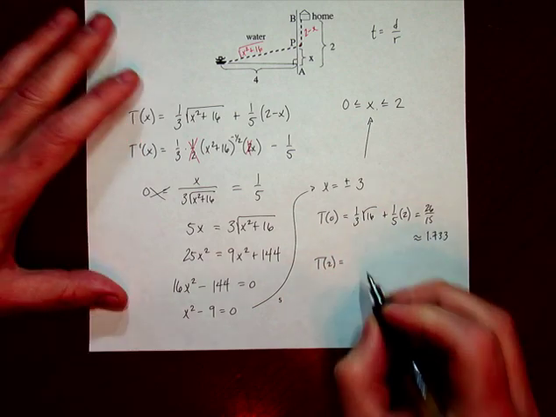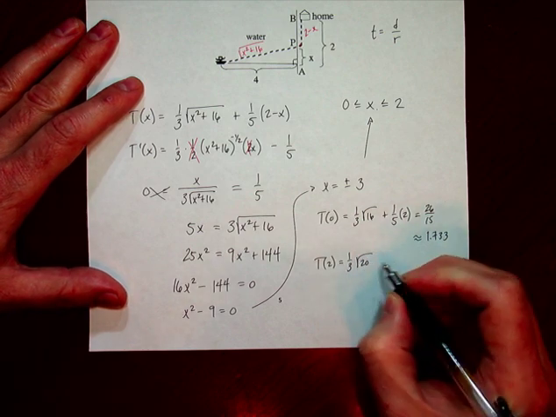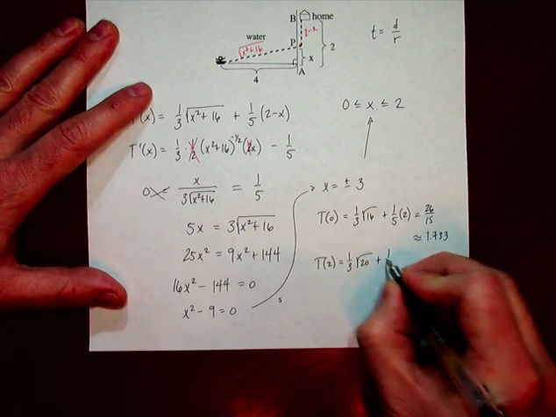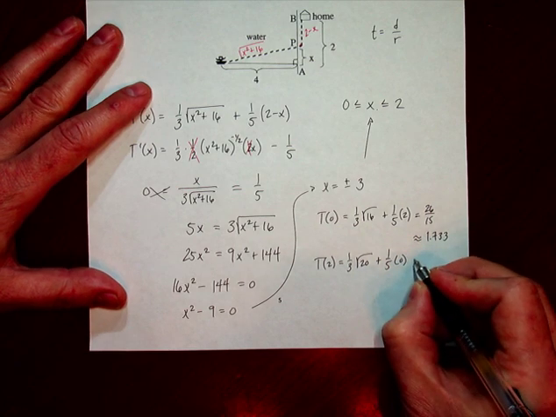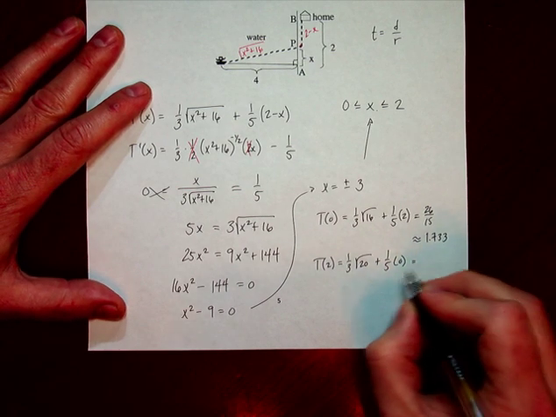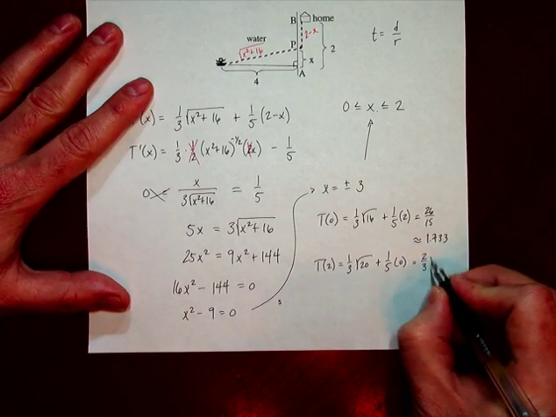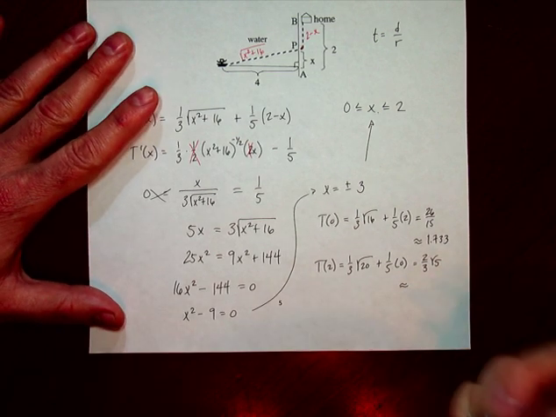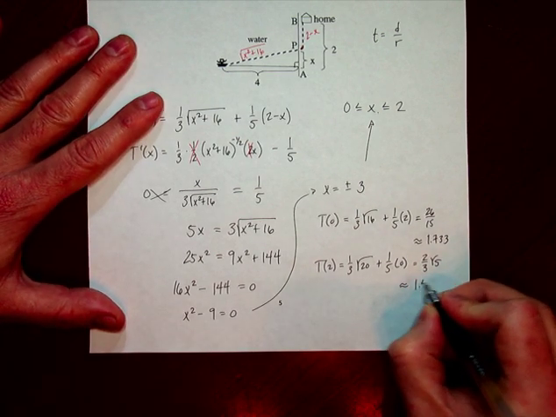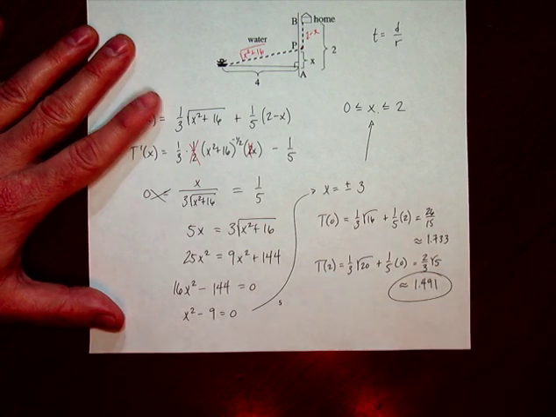Then let's go ahead and evaluate t of 2. Well, that's going to be 1/3 times the square root of 20 plus 1/5 times 0, which basically winds up being 1/3 times root 20. You could pull it out and make it 2/3 times root 5 or something like that. But if you're going to get a decimal approximation anyway, it doesn't really matter. So you have 1.491. That's the smaller number.